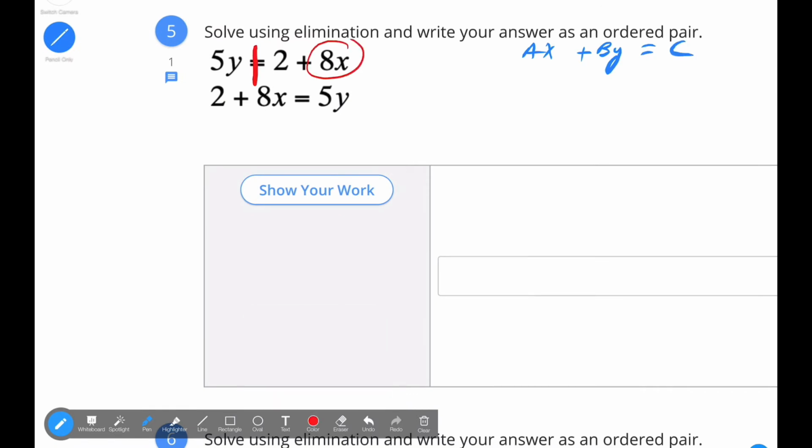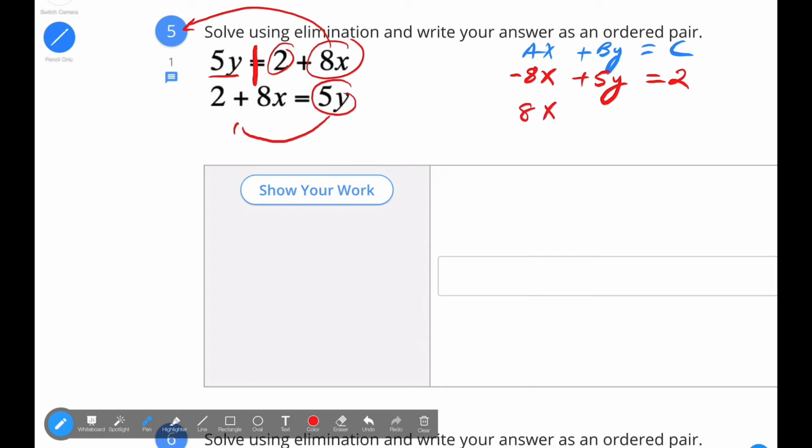The x, the wrong spot, needs to go to the left. Positive becomes a negative. The y is on the correct spot. That's 5y. Equal is on the correct spot, on the right side of the equation. The bottom 8x: this y needs to go over to the left side. That's minus 5y. And that 2 needs to go over the other side. That's equal to negative 2.